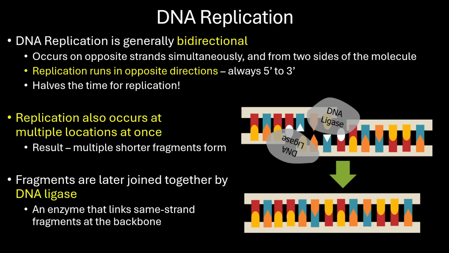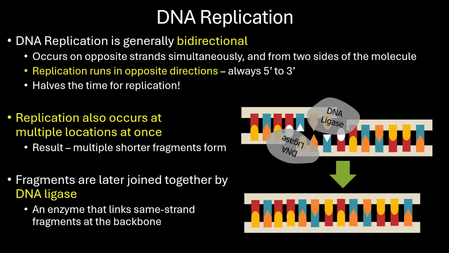Now, DNA replication is something that happens bidirectionally. It happens on both strands at the same time. Now, just like what we saw with transcription, replication always runs in the same direction, from 5' to 3'. That's the building direction. We will always assemble nucleotides, attaching them to the 3' end of that growing molecule.